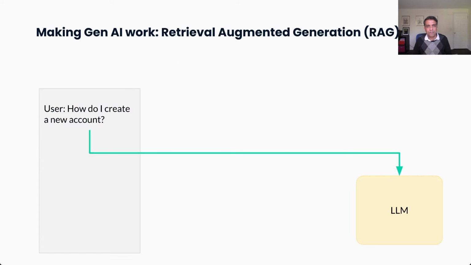Another technique for making GenAI work effectively is called retrieval augmented generation, or simply RAG. Let's take the example of a support bot. The user in this example asks the question, how do I create a new account? The LLM, of course, knows nothing about your system because it's been trained on public internet data. How do we enable the LLM to answer the question about your system? The first step is to look through support documentation and find the relevant section that contains the answer.